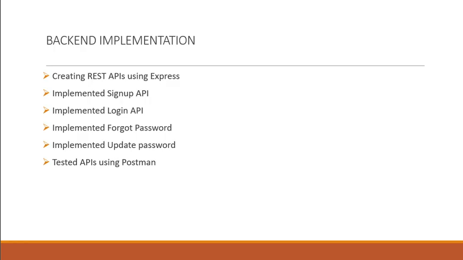I also built a forgot password API. It generates a unique time limited token and emails it to the user. The update password API verifies the token and allows the user to set a new password. All APIs were built following REST conventions and tested thoroughly with Postman to ensure reliability.